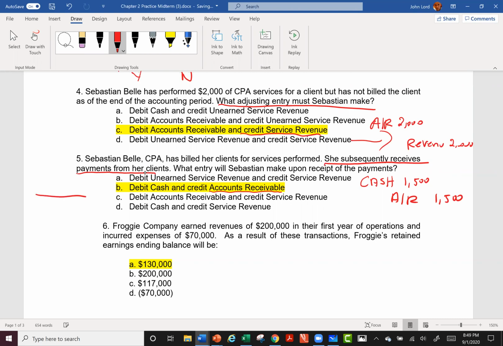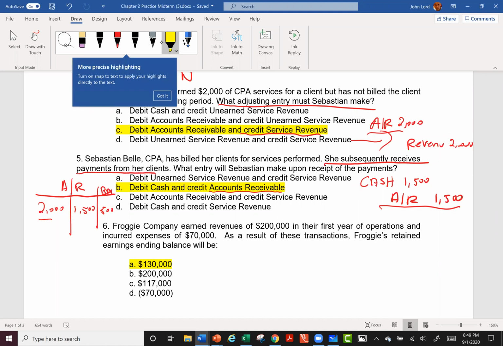Good. What's the balance in the accounts receivable account? I debited it for 2, didn't I? Did I debit it for 2? Yes. And I credited it for what? 1,500. That means that the balance here is what? 500. Okay. Now they call these T accounts.